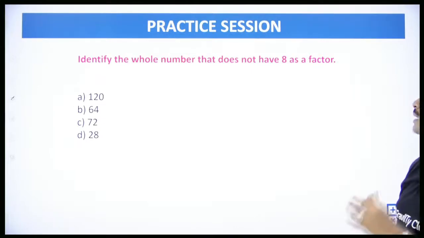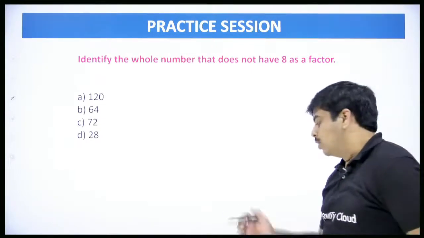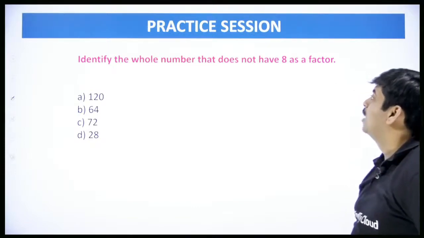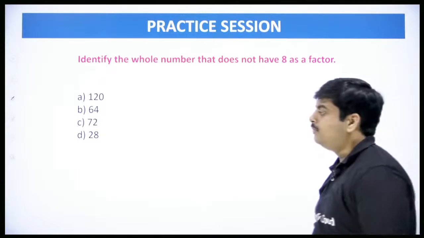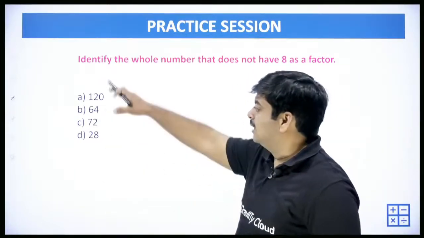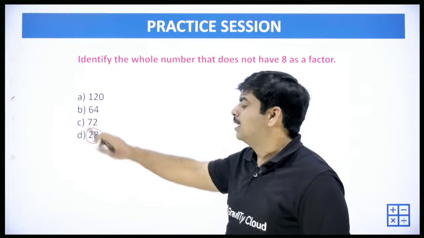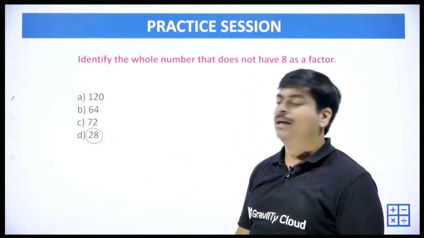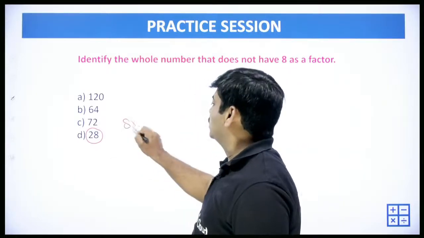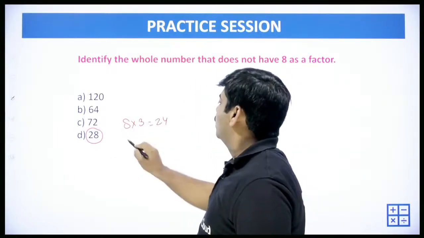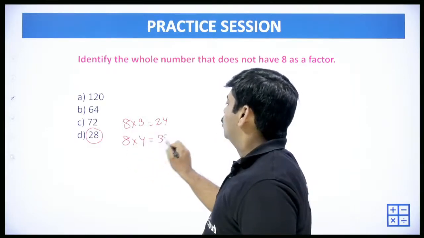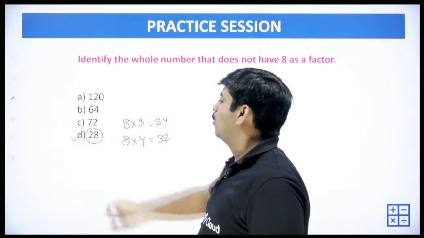Identify the whole number that does not have 8 as a factor. Please try to do it quickly. If you carefully observe, the last option, 28, will not come under the multiples of 8. We know 8 3s are 24 and 8 into 4 is 32. So we don't have 28 as a multiple of 8.